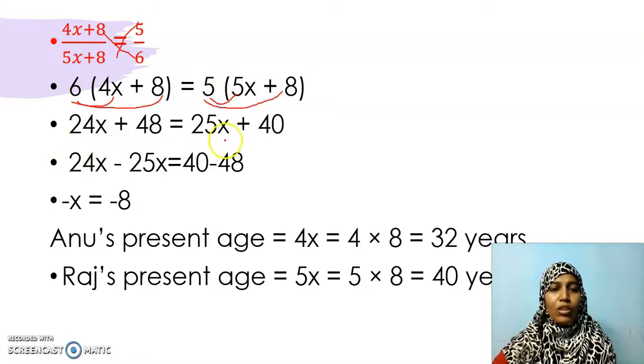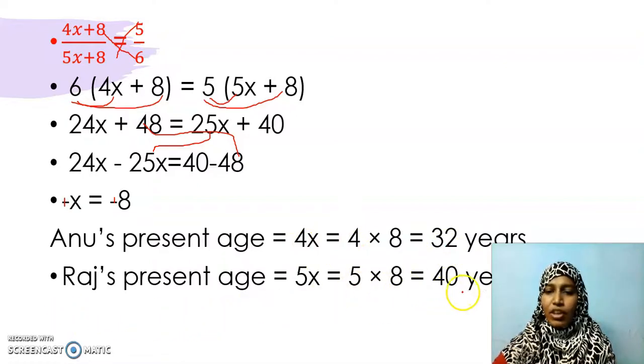Then what will you do? Transpose. 48 comes to the right hand side. So minus x is equal to minus 8. With this I can say x is equal to plus 8. So Anu's present age is 4 into x, 4 8s are 32 years, and Raj's present age is 5 8s are 40 years. Is it clear, my dear children?